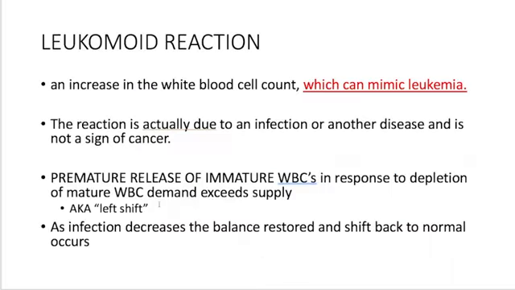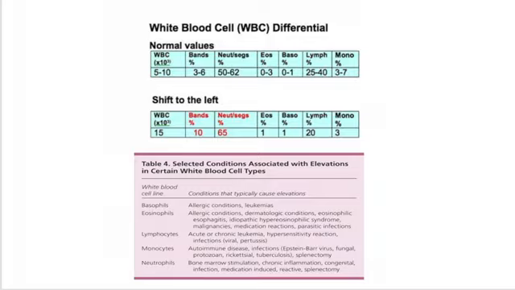So ultimately, that's what is meant by a left shift: we're going to the left side of the diagram of cell differentiation. When you take a look at a white blood cell differential, you will get the normal values. If there are bands present, it will say that there are bands or stabs present. So here's what a shift to the left looks like. You will see the bands being elevated.